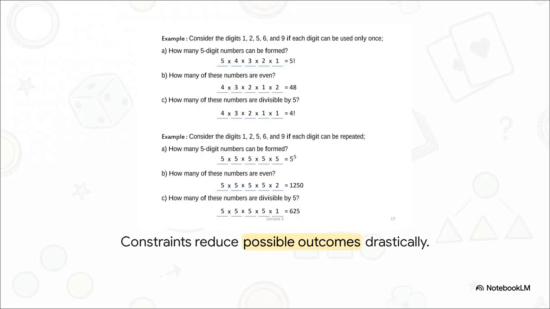Now, what's really interesting about this slide is how drastically constraints can reduce your possible outcomes. Look at this setup. We have 5 digits, 1, 2, 5, 6, and 9. If we form a 5-digit number with no repeats, that's 5 factorial, or 120 numbers. But what if we throw a wrench in it? What if the number absolutely must be even? For a number to be even, it has to end in an even digit. Out of our pool, only 2 and 6 are even. This means our last slot only has 2 options. The remaining 4 slots get filled by the remaining 4 digits, which is 4 factorial. So 4 factorial times 2 leaves us with only 48 possible even numbers. Just one little rule cut our sample space by more than half.